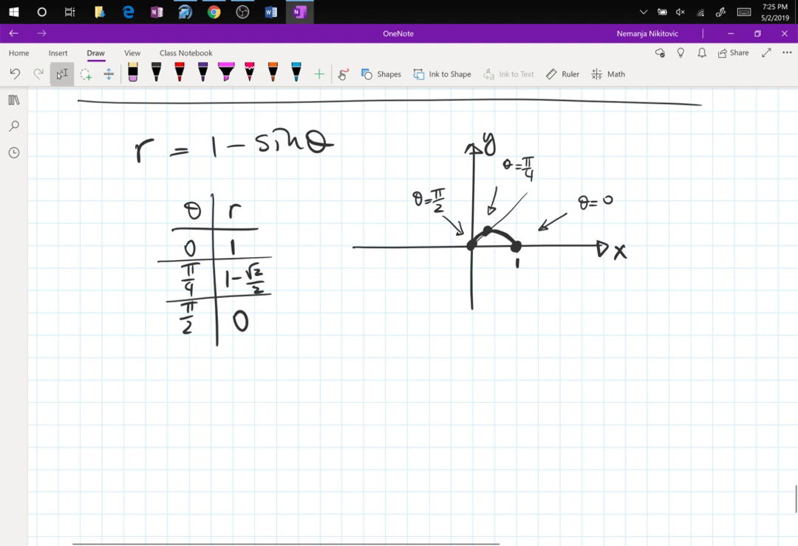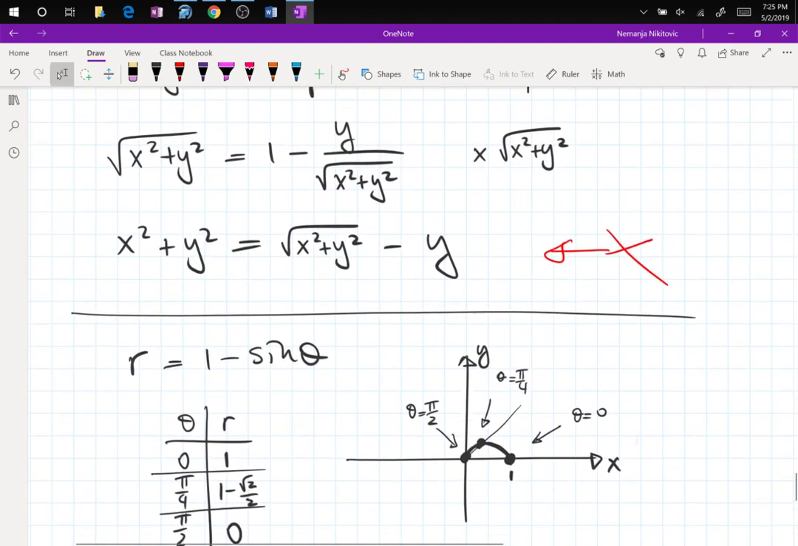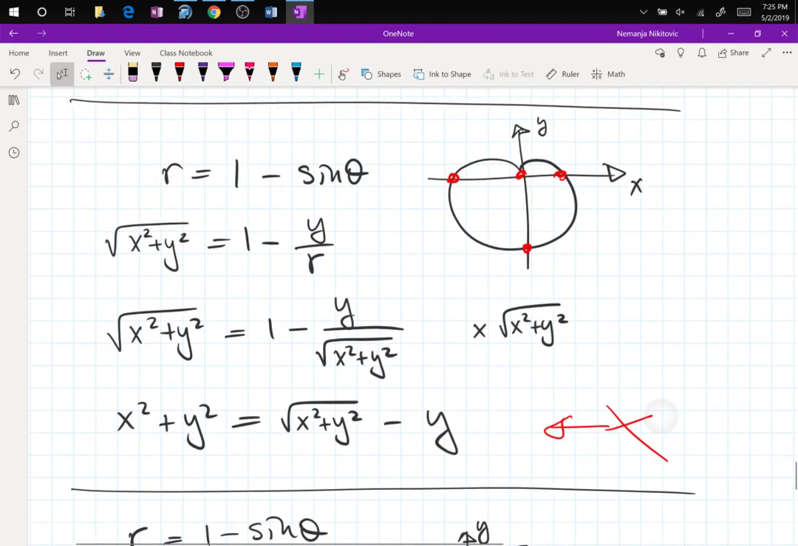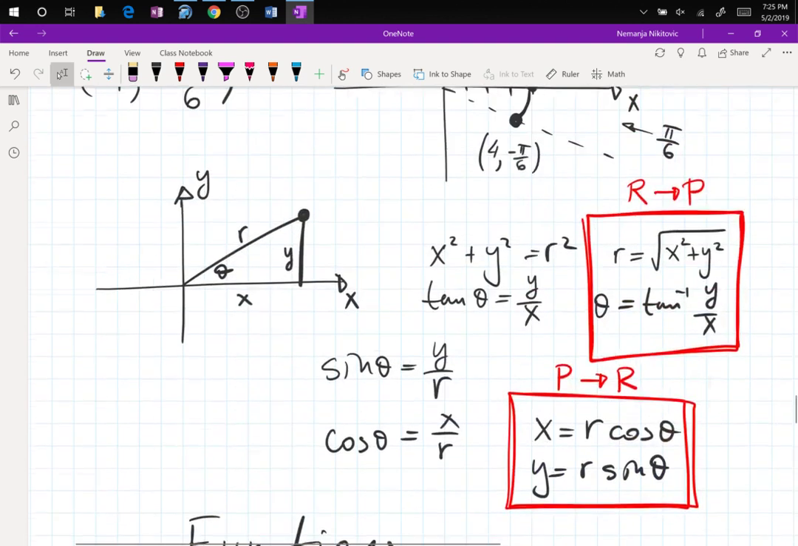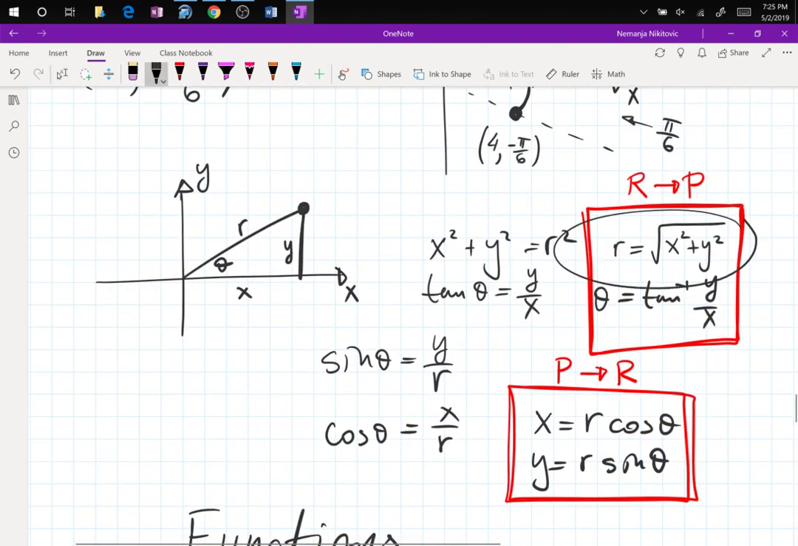So what are these math? The way you had r equals 1 minus sine theta, you explain how to turn it into the square root of 1 squared plus 1. You mean this? Those are the conversions that we had here.